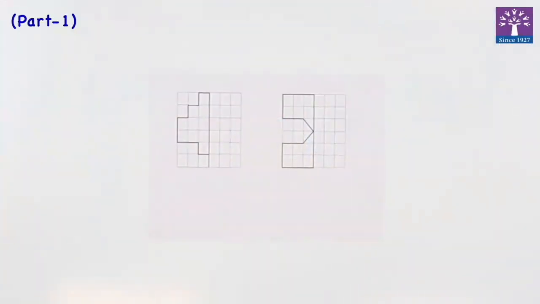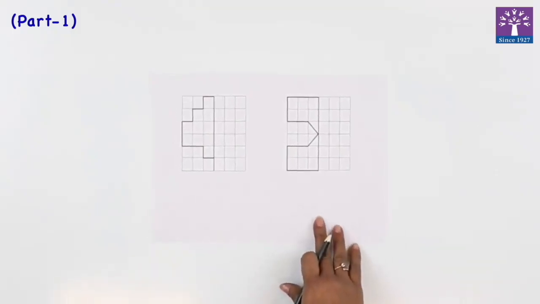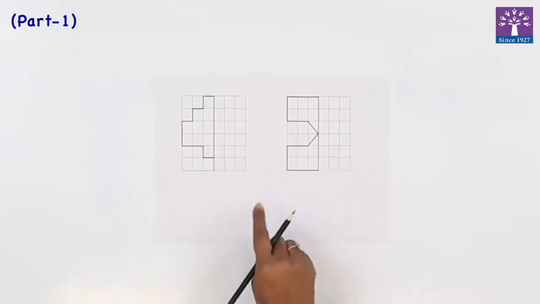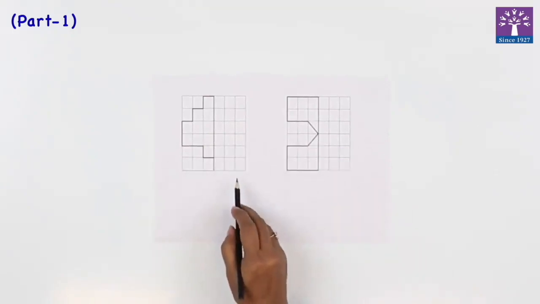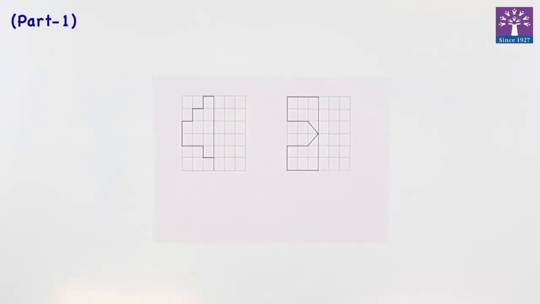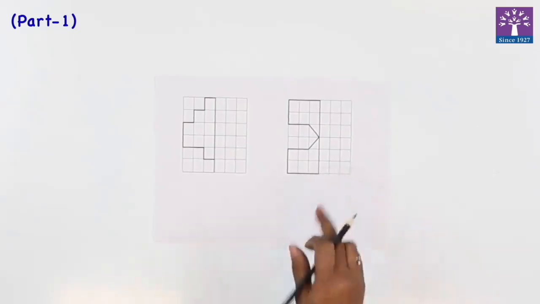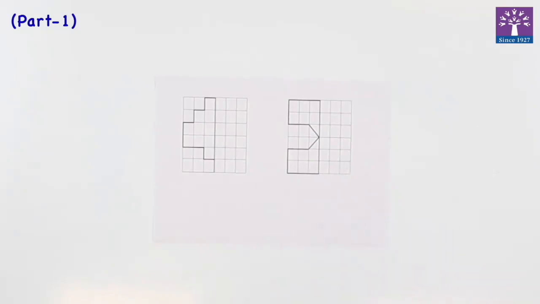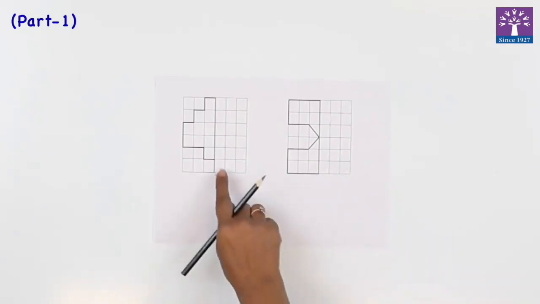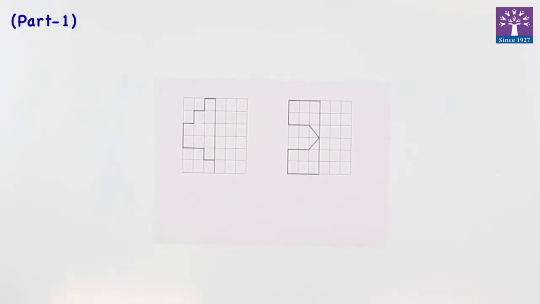Hello friends, today we are going to learn how to draw reflection drawing. As you can see, here we have a square grid which is kept in front of you. Up till now you've been using these squares to write numbers in math, but today we are going to use these squares or grids to draw different kinds of shapes.